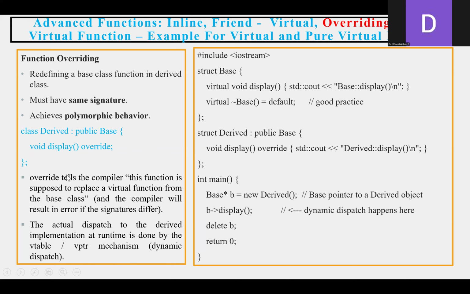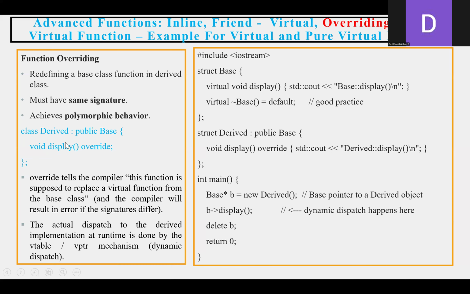Here I'm defining a class named derived, which is publicly inherited from the base class. Inside this class, I declare a member function, display, that is overriding the virtual function from the base class. The keyword override explicitly indicates that this function is meant to override a virtual function in the base class.